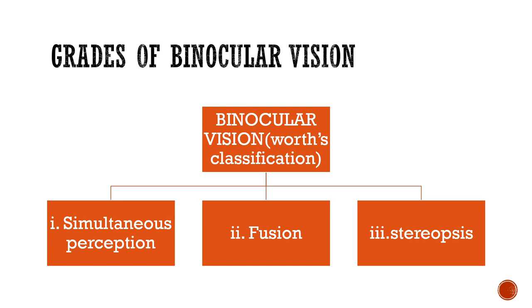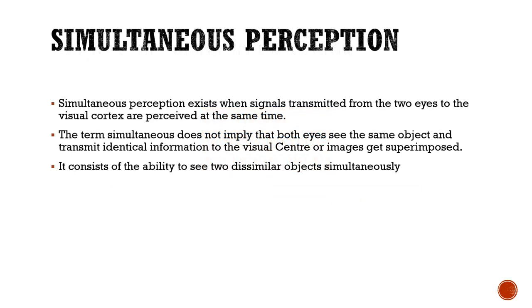The major grades of BSV are divided into three classifications: simultaneous perception, fusion, and stereopsis. Simultaneous perception is when signals are transmitted from the two eyes and perceived simultaneously by the brain, and the ability of the individual to appreciate that image is called simultaneous perception. This is generally tested when the eyes are getting two dissimilar objects simultaneously.